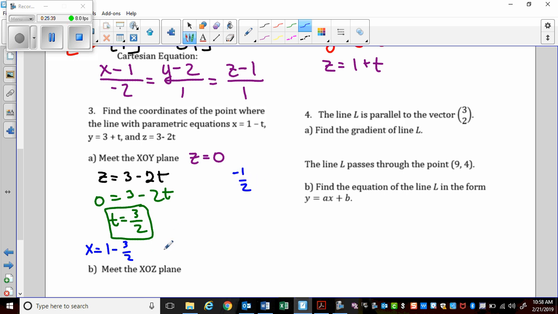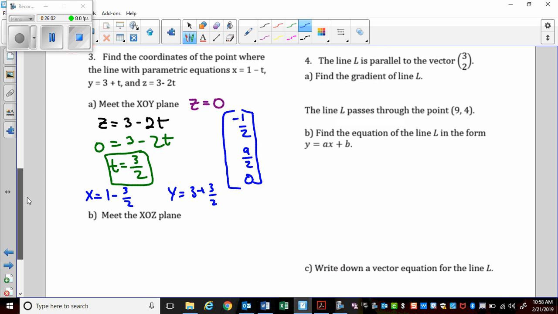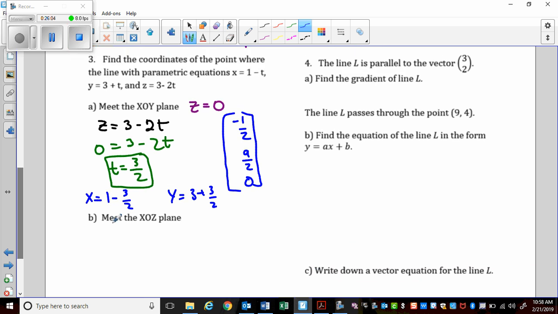And then y equals 3 plus 3/2. So you can say that this is 6/2. So y value is 9/2. And then we know that z is 0. Okay, it says meet the XOZ plane. In the XZ plane, our y value is equal to 0. So you're going to do the same thing with y.